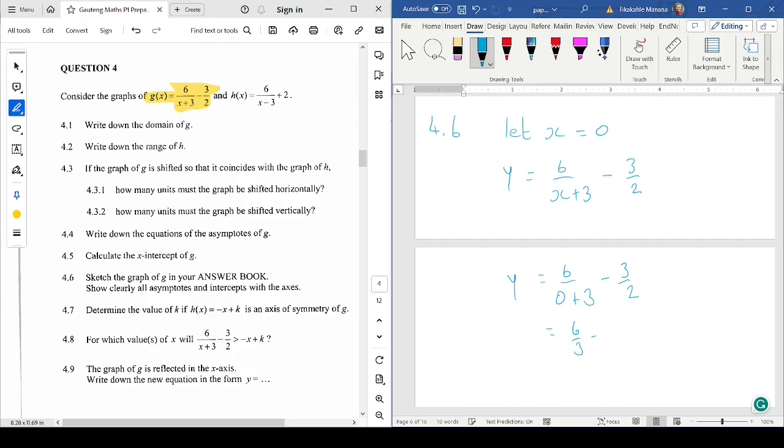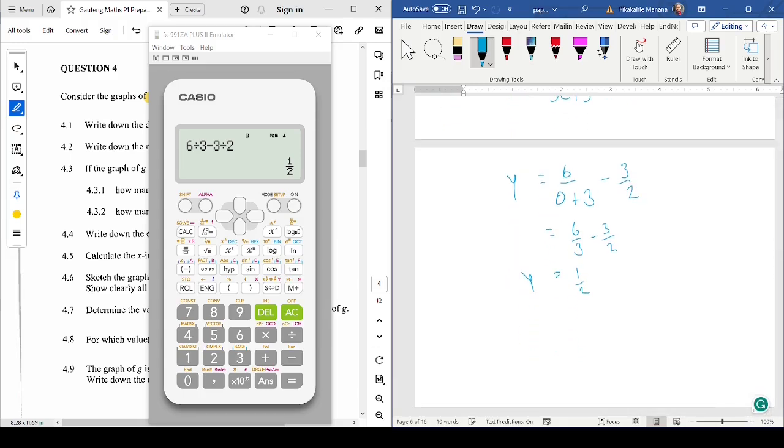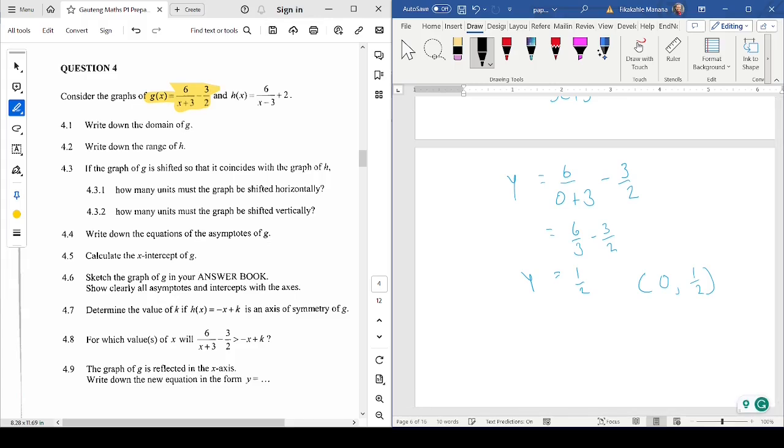6/3 minus 3/2. Let me get a calculator for this one, just so that I don't waste time. 6 divided by 3 minus 3 divided by 2. Cool. So that's a half. y is a half. And if I want to write it in coordinate form, remember we said x is 0, so (0, 1/2). I can now draw my graph. Cool. So let's do that. I have everything I need.